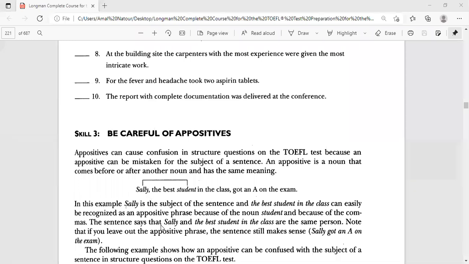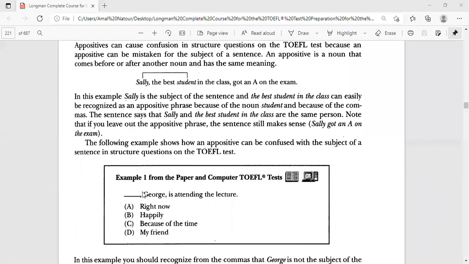Okay, now if we look at this sentence, George is attending the lecture. George is preceded by a comma and followed by a comma. Then this is not the subject. This is an appositive. It gives me more information about the subject. Then here, there is something missing. Is it the verb or the subject? Let's search for the verb. Is attending is the verb. Then the verb needs a subject. Then here I need a subject for the verb is attending. And George is an appositive.